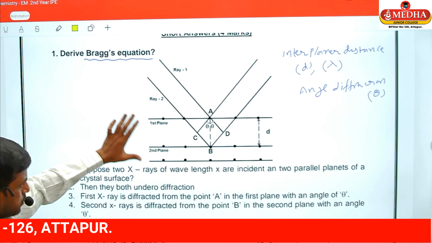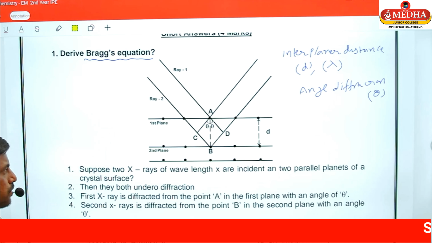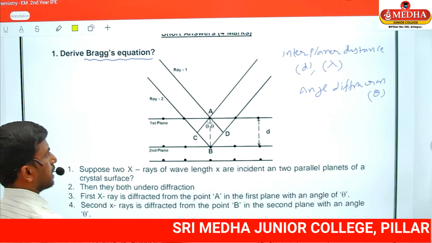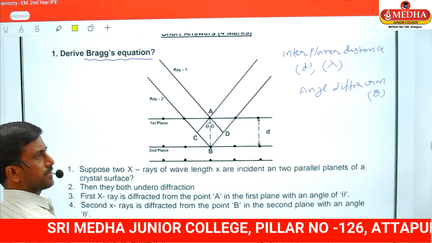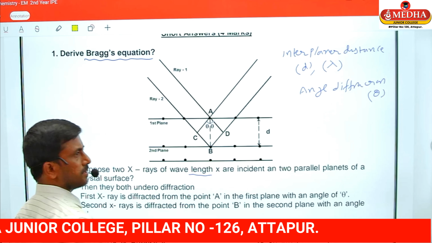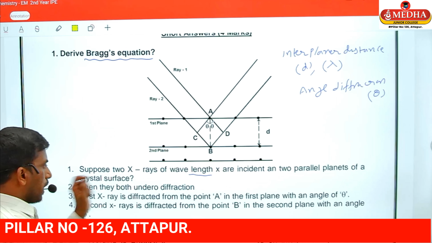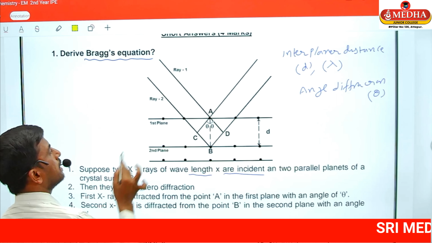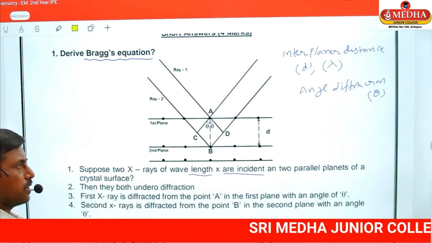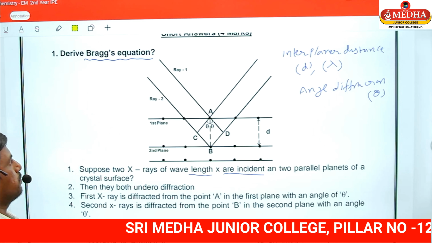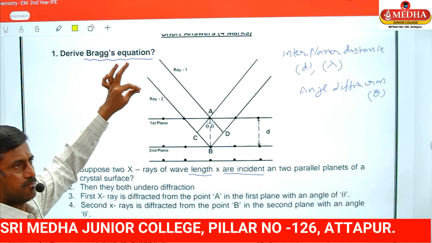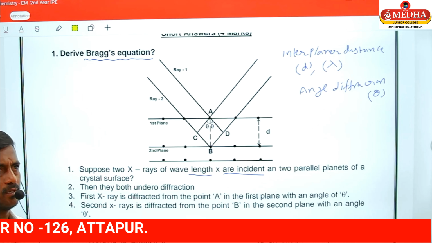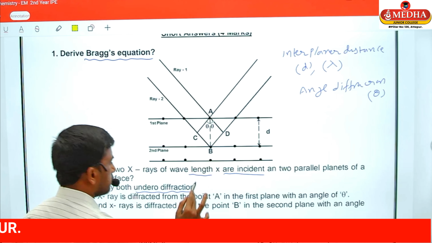Now we observe one diagram. According to the diagram, there are two X-rays, the first X-ray and the second X-ray. Two X-rays of the same wavelength are incident on parallel planes of the crystal surface, and then undergo diffraction.